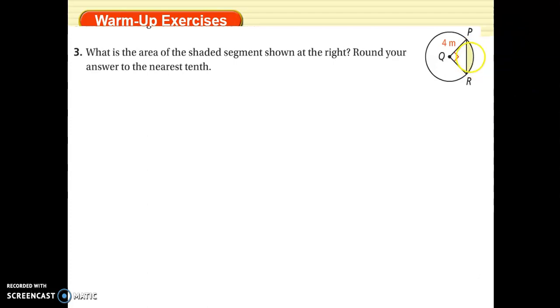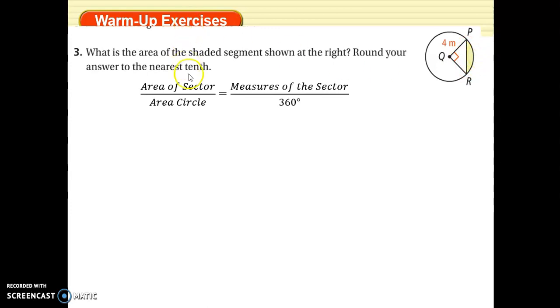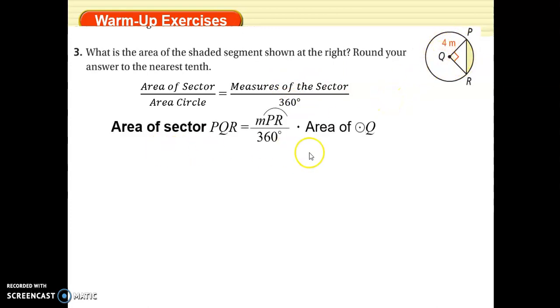Remember, we have to find the area of the sector. Remember, this is a proportion. The area of the sector divided by the area of the circle is the same as the measure of the sector, in degrees, divided by 360, the total measure of the circle. Now, we solve for this. We have the formula that is in the book, and we are looking for the area of the sector PQR. We need the measure of PR, that is 90, and the area of the circle Q.